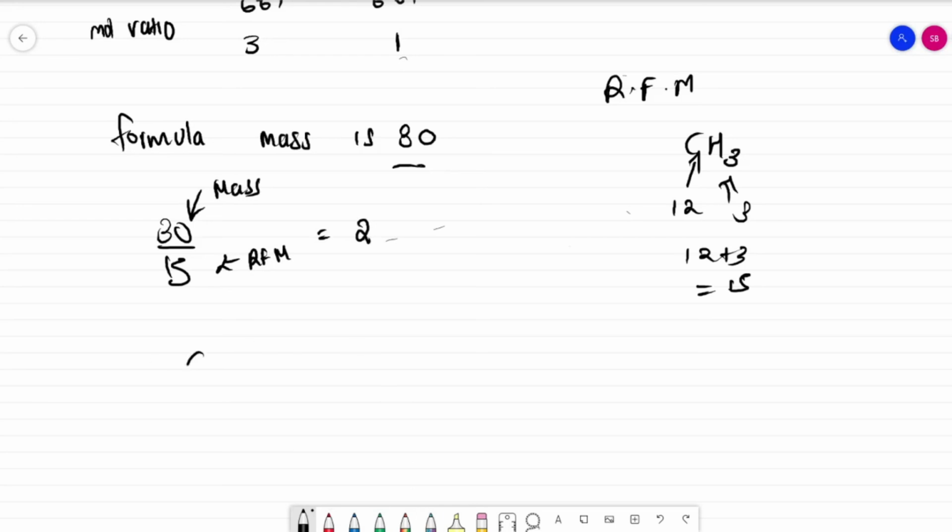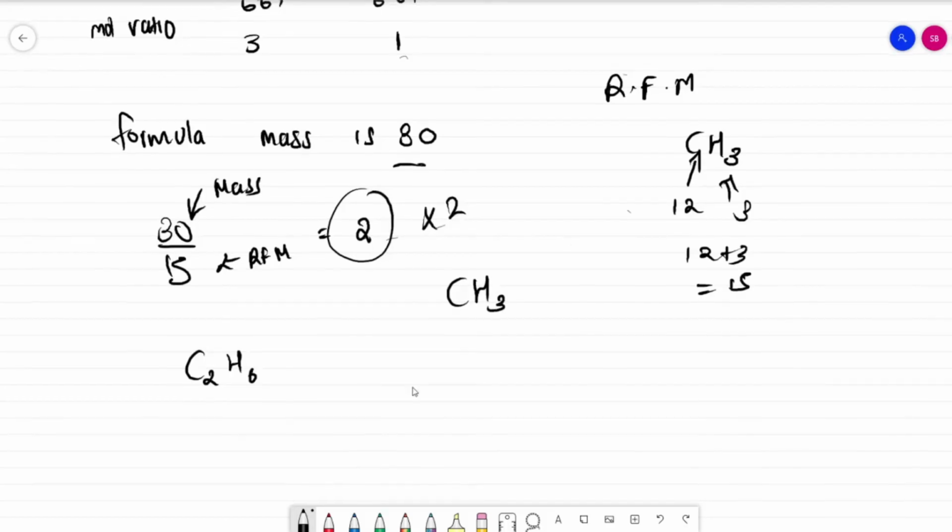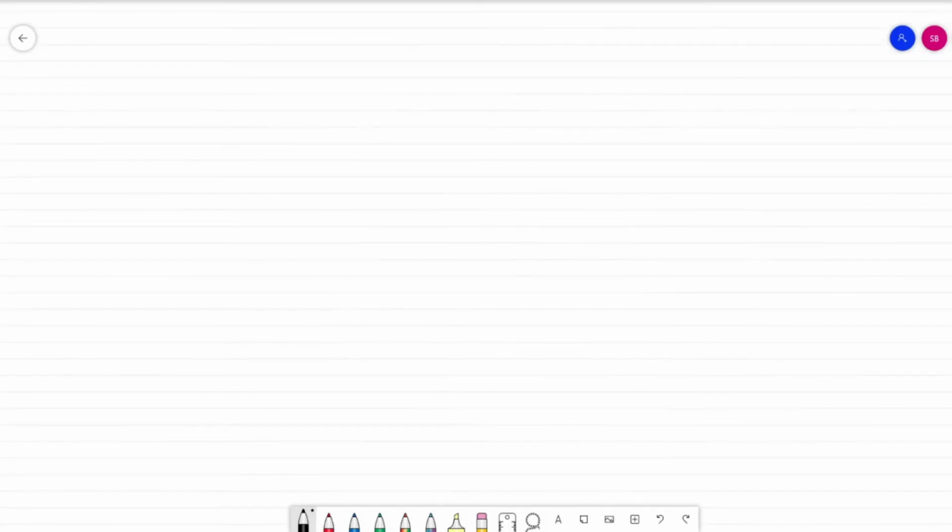So basically it will become C2H6, because before it was CH3. So if now I find times 2, you just do times 2 of everything, and you'll get your answer. It's as simple as that. Okay, so that's how you do it. Quite simple. Let's move on to limiting reagents.